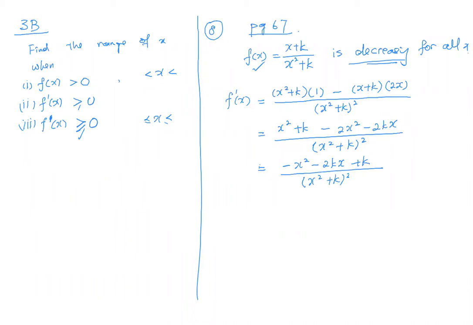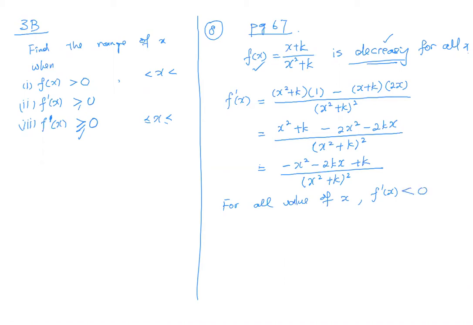Okay, you got this expression. So when we want to say decreasing for all values of x, what does that mean? For all values of x, f prime x must be more than 0 or less than 0? Less than 0. Okay, less than 0.